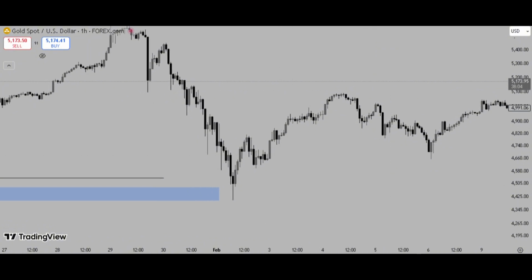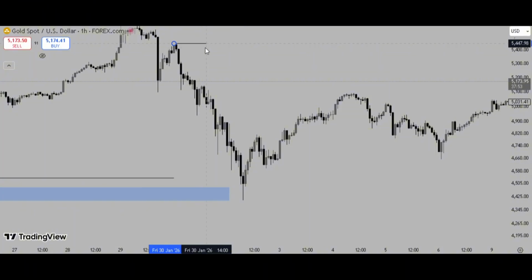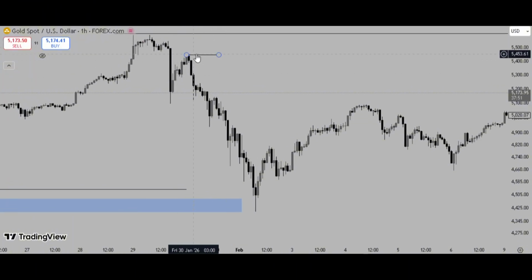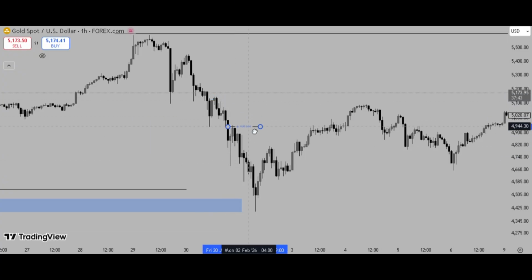So where is our last pullback that the market did? You can see, let's say the market is coming from here. We are just going to identify the pullback that the market is doing. Okay, this is not a valid pullback. So this is the last pullback that the market did, and it broke down and did another last valid pullback.